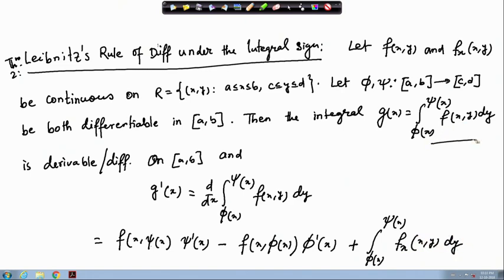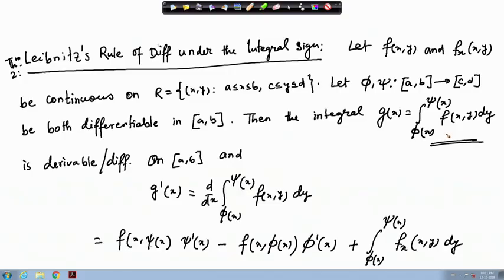First of all, if we integrate with respect to y, and the limits are both functions of x, then after substitution we will obtain a function of x, and then we can talk about its differentiability. That makes sense because we ultimately obtain a function of x only. Now, in order to do the differentiation on this interval [a,b], this function f needs to be continuous, and its partial derivative with respect to x also needs to be continuous.